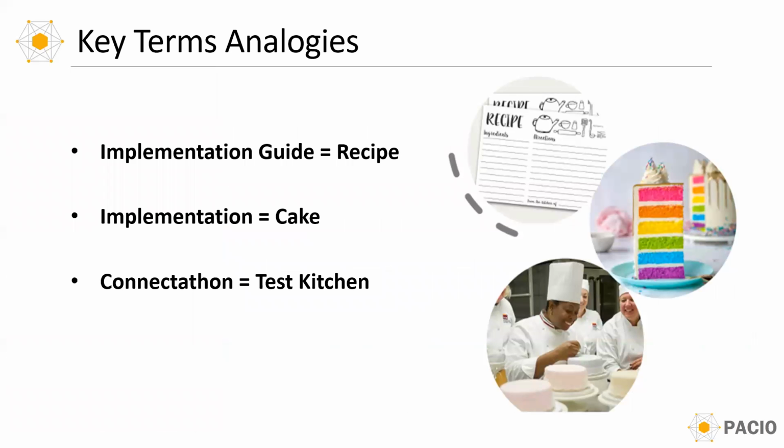So in sum, our key analogies for baking in FHIR are that an implementation guide is like a recipe, the cake is the implementation, and a connectathon is the test kitchen.